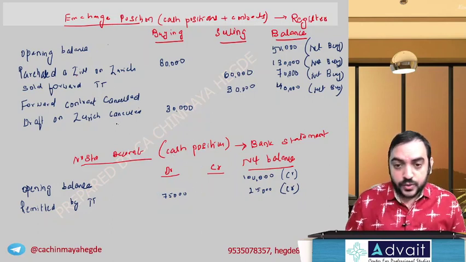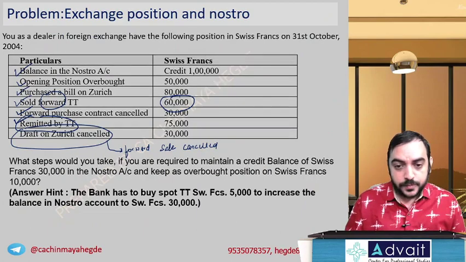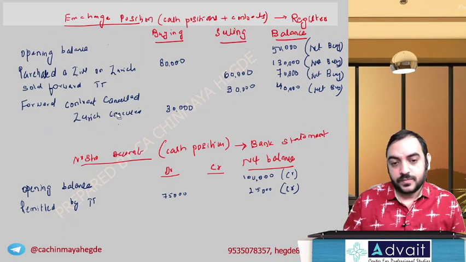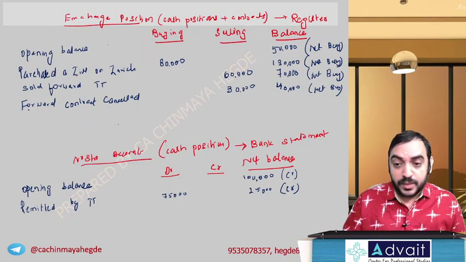The 75,000 was below this transaction. Yes, that should come in both the places. I'll just write this one. You're right. Thank you for identifying. Would have taken it later, but anyway. Remitted by TT will come in both the places.